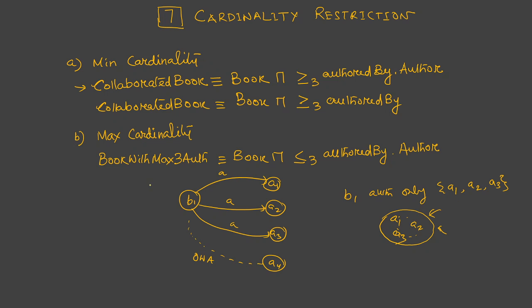So if we assert this fact, this is called a closure axiom. You are closing the set of values that B can take as object, right? So let us try to do that and see what kind of effect we can have in our discussion.